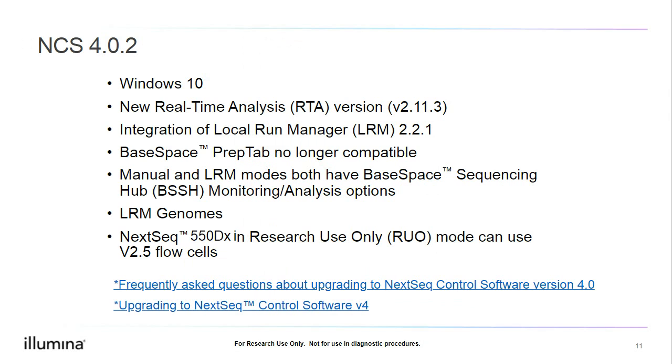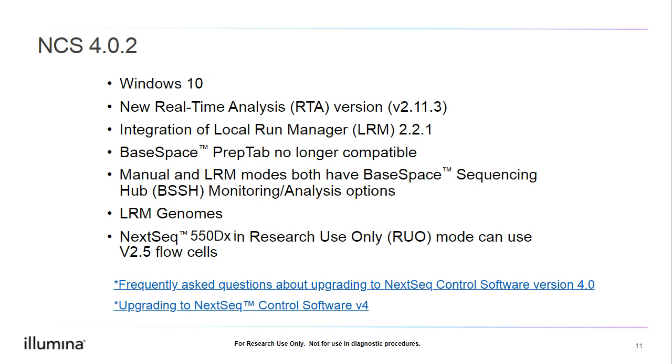Here are some features available in the NextSeq Control Software version 4. The upgrade changes the operating system from Windows 7 to Windows 10, which requires a hard drive change that must be performed by an Illumina engineer. The V4 upgrade also includes a new version of real-time analysis, RTA, and introduces Local Run Manager, LRM.